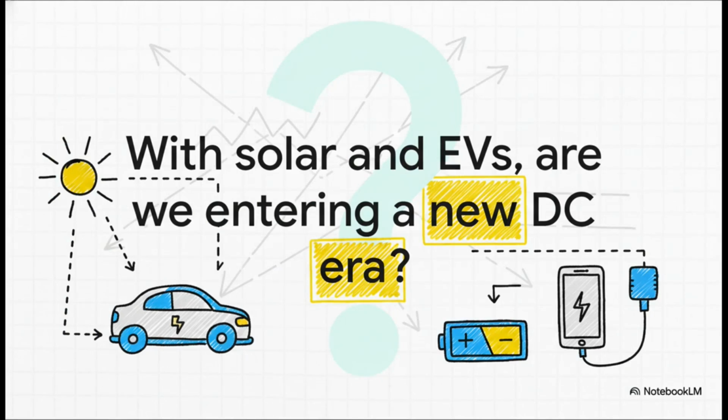You know, our whole modern world was built on an AC grid. But think about what's happening now. We've got solar panels generating DC, batteries storing DC, and electric cars running on DC. So you have to wonder, is the balance starting to shift? Are we maybe, just maybe, entering a new DC era?